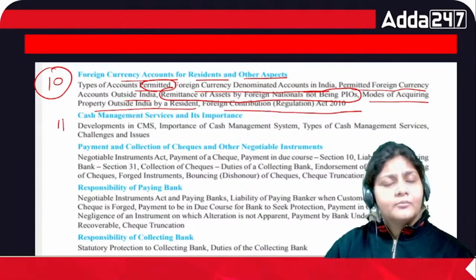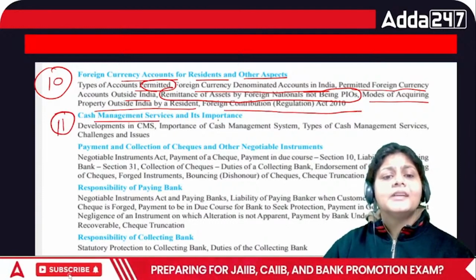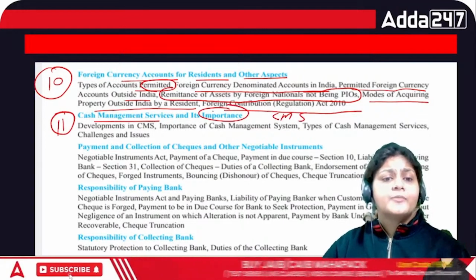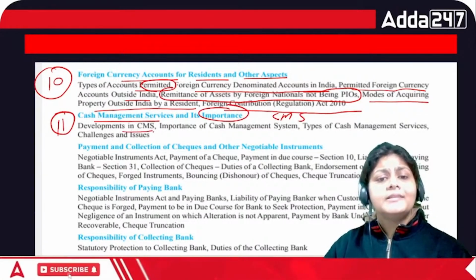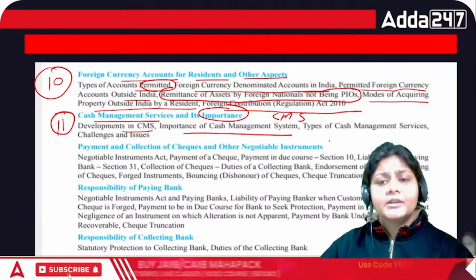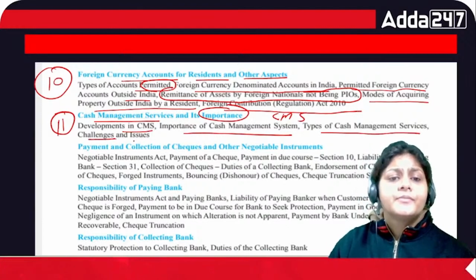Then, this module is of course very lengthy. Cash Management Service, that is CMS, and its importance. So what is cash management? What is the development in CMS? What is the importance of the cash management system? Types of cash management services, challenges, and issues.